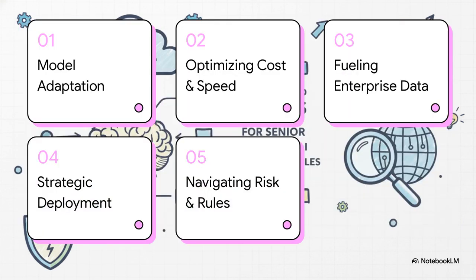So here's our game plan for getting there. We're going to walk through 6 absolutely critical areas. We'll kick things off by moving past the basics into creating and adapting models. Then we'll get into the nitty-gritty of optimizing for cost and speed. After that, it's all about how you fuel your models with real enterprise data, then how to test and deploy strategically, and we'll wrap up with the super important topic of navigating rules and real-world risk.